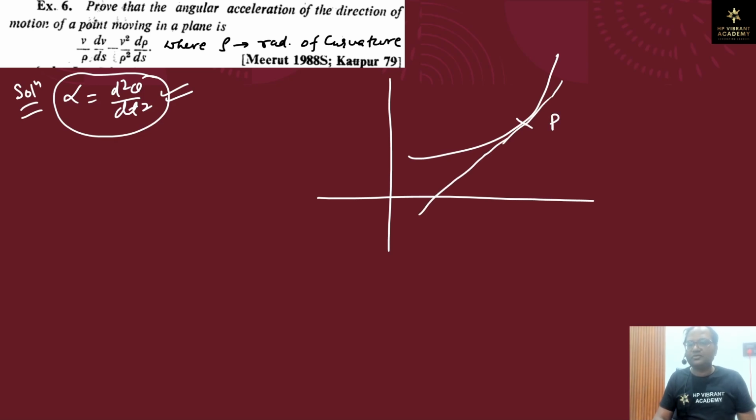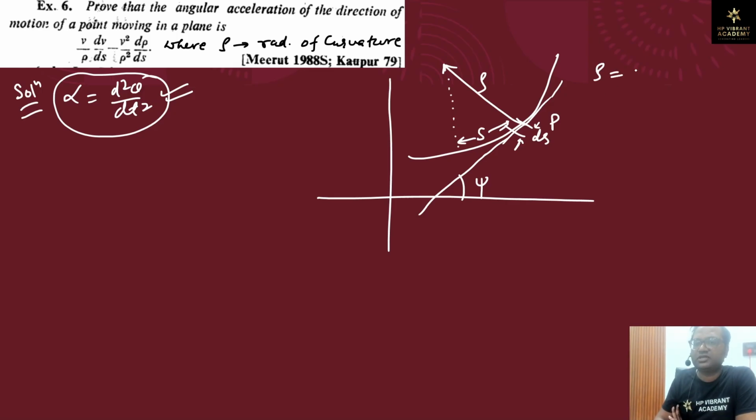Okay, so at a point P we have drawn a tangent. Let us consider the angle as psi and we have rho as the radius of curvature. Let us take an elemental distance ds at a distance of s from a particular point. So we have the radius of curvature as ds upon d psi.